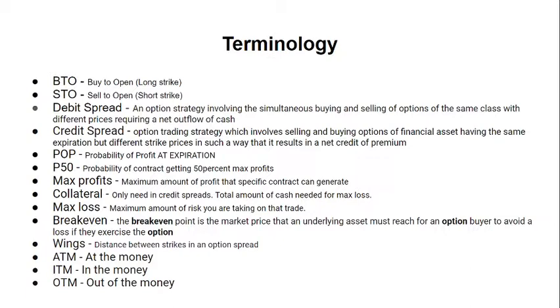All right. With spreads, you have a maximum profit that you're able to get, which is cool because you give yourself a risk to reward where you know your risk and you know your potential reward. Collateral, you only need it in credit spreads. That's the total amount of cash needed for the max loss, which we'll go over in a few. Max loss is, of course, the maximum amount of risk you are taking on that trade. So if you're paying 300, that's your max loss. If your collateral for a credit spread is 500, that's your max loss. You can't lose any more.